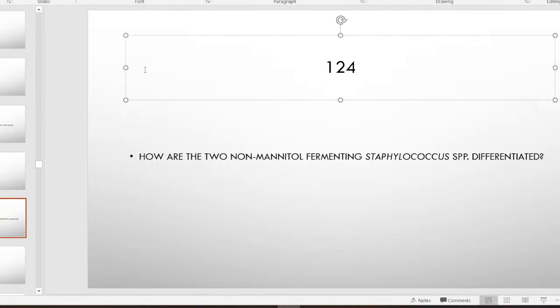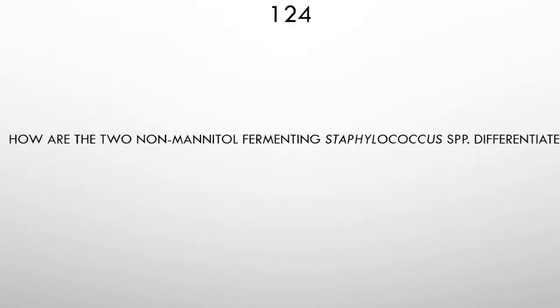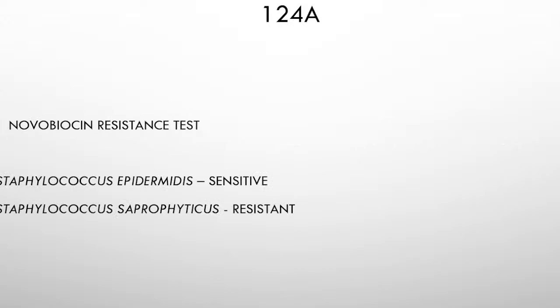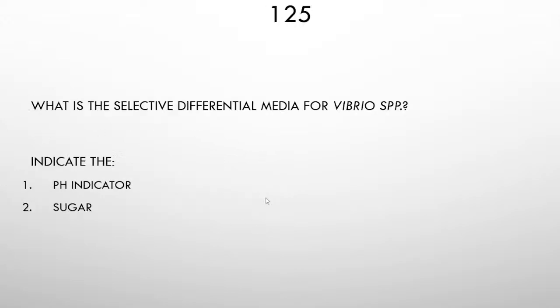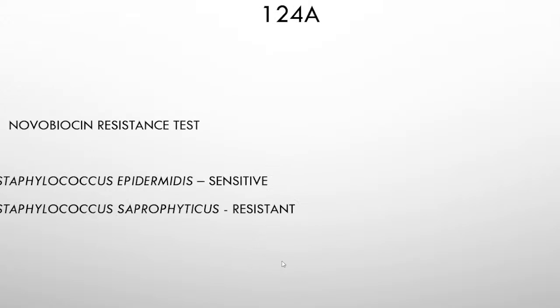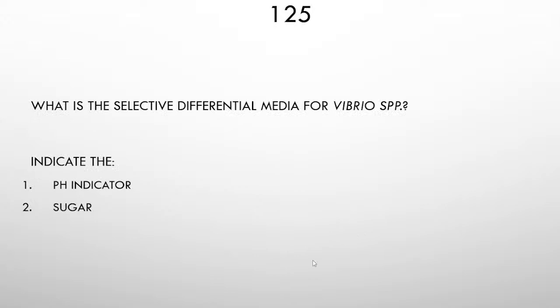Now, how do we differentiate the two mannitol non-fermenters? You will differentiate them with the novobiocin resistance test. One is sensitive and one is resistant. One is positive for sensitivity, one is negative for sensitivity. So that's how I always remember them. Novobiocin test.